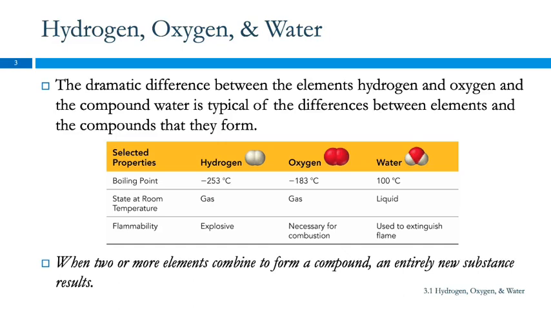There's a dramatic difference between the properties of an element and the properties of a compound. And this gives us an example of that. So here we have hydrogen and oxygen. These are both gases at room temperature. Hydrogen is explosive and oxygen is necessary for combustion.